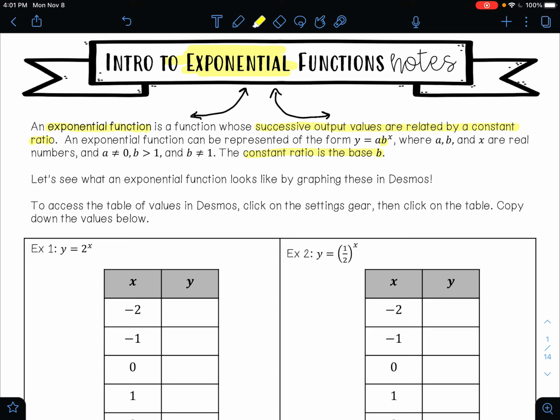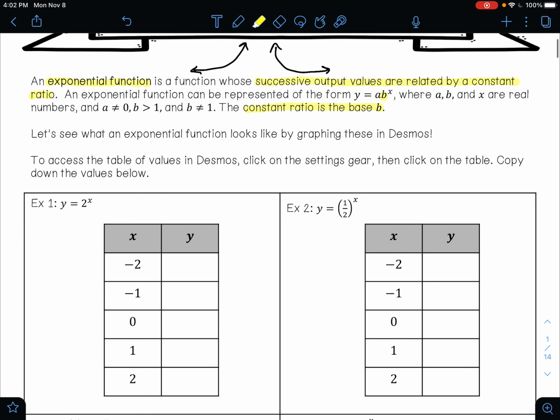So let's see what exponential functions look like by graphing them in Desmos. To access the table of values in Desmos, you'll click on the settings gear and then click on the table. Copy down the values below. So let's start by looking at example 1. We want to graph in Desmos y equals 2 to the x. This x is an exponent. So y equals 2 to the x is not y equals 2x. These are two different things. Here the x is an exponent. Here the x is being multiplied by 2.